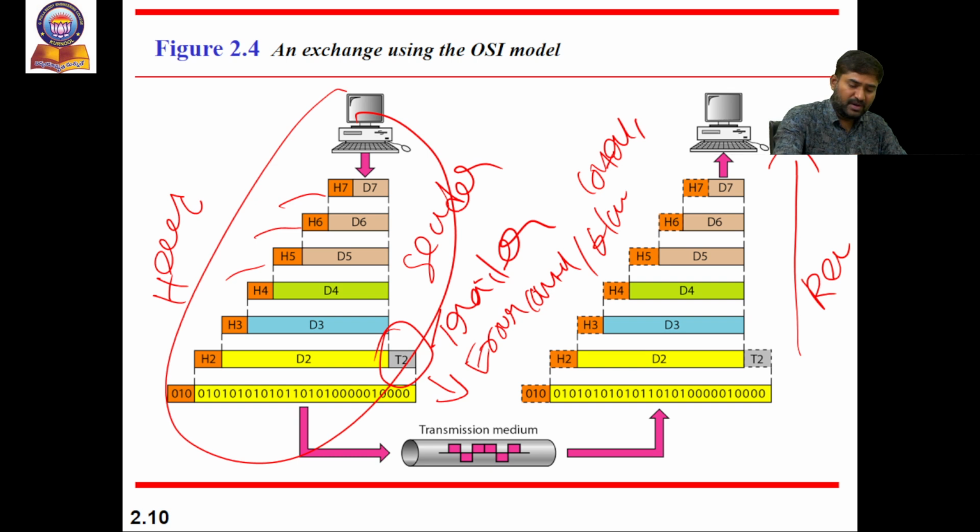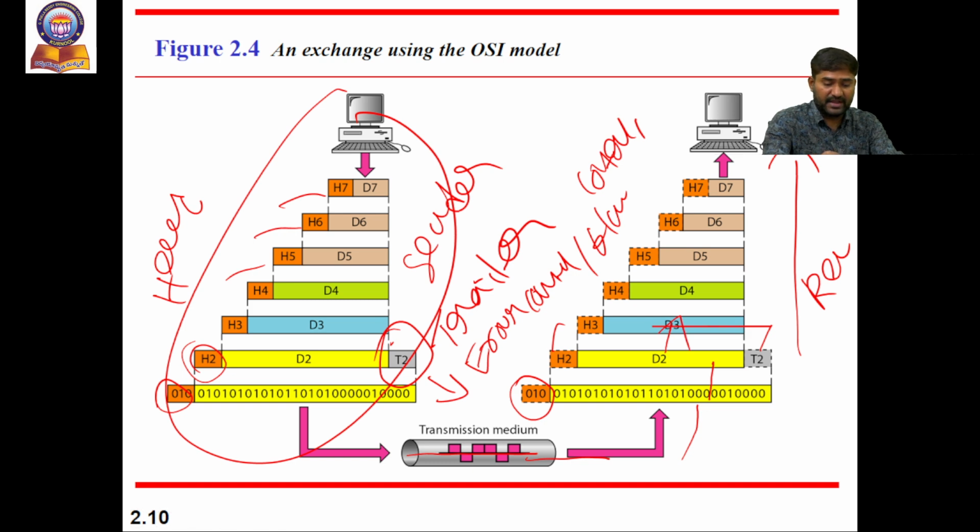And after the passing of data through the transmission medium, it reaches the receiving side. When the data reaches the receiving side, first we encounter the physical layer. Whatever header we add at the physical layer is removed at the receiving side. The same thing, the data goes to the next layer above it, that is the data link layer. What we add here, H2 and T2, is removed at the receiving side, and the data goes to the next layer.